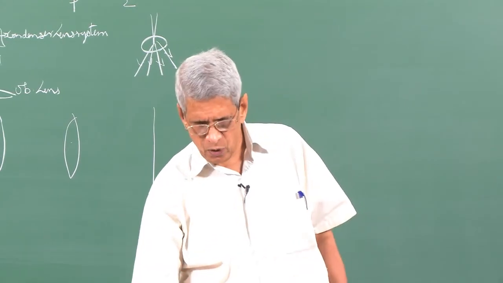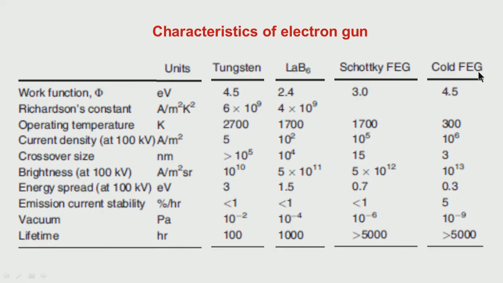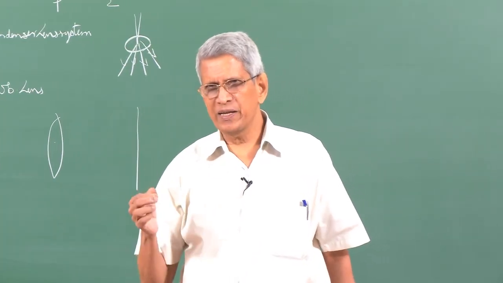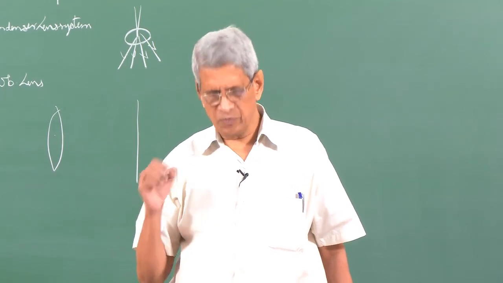One is a cold emission gun, the field emission gun. That is the best, but it has a lot of associated problems and technology which is required. More than the technology being available, maintaining it is going to be difficult. If you want to use an equipment routinely, we would like a system which is very reliable and breaks down less. For that, the Schottky field emission gun is there, where it is heated to a slightly higher temperature, so that emission of electrons becomes much faster.